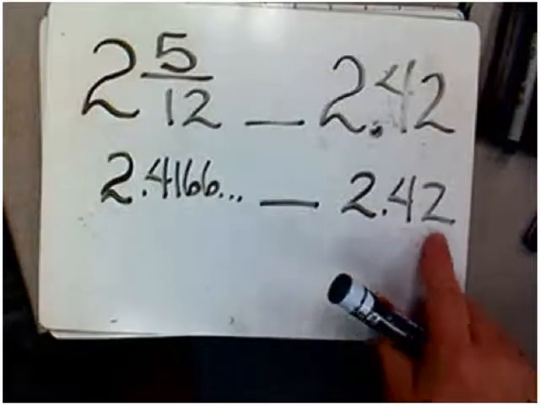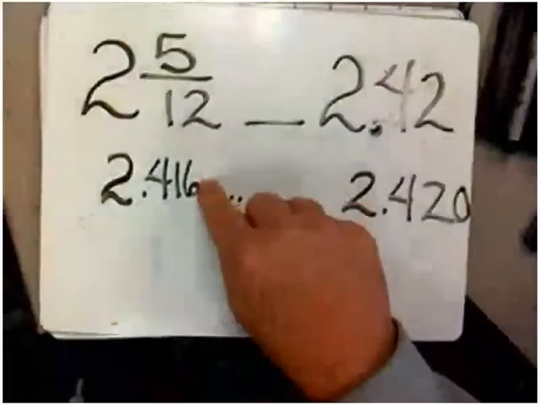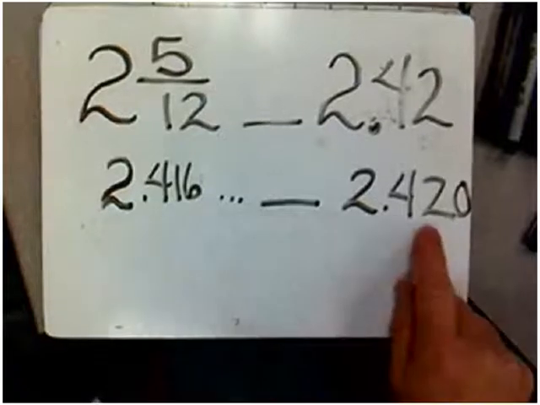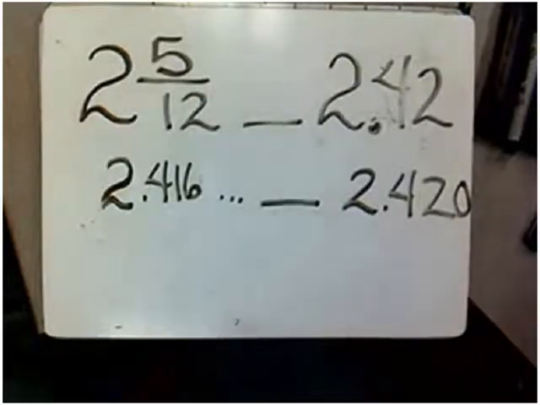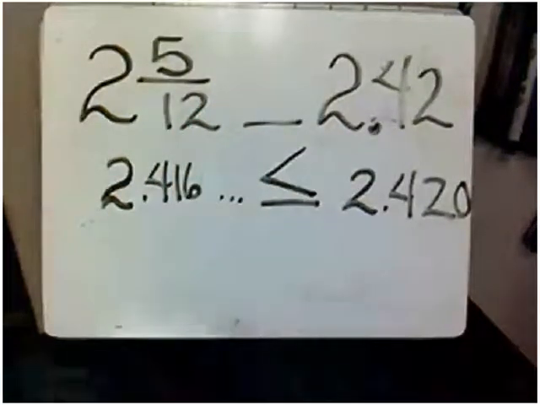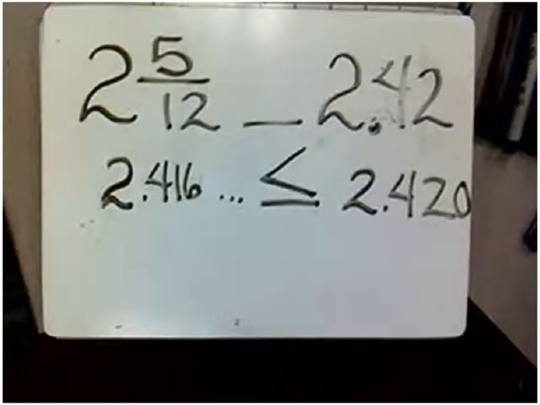416 compared to 42. If you put a 0 on the end of that, 416 compared to 420. It's like 40. Would you rather have 41 cents or 42 cents? 42. Yeah, which one's bigger? So 2.416 is smaller than 2.42. See, if it was 2.46, then that'd be different. Yes, but it's 416.